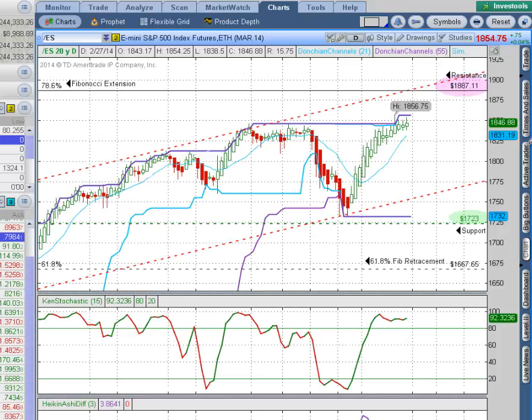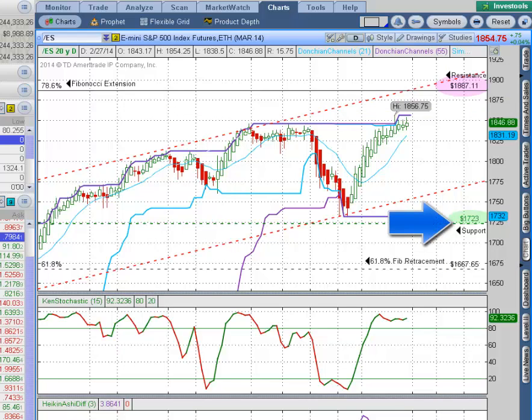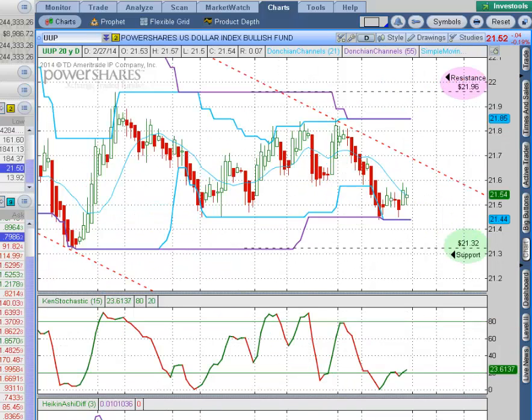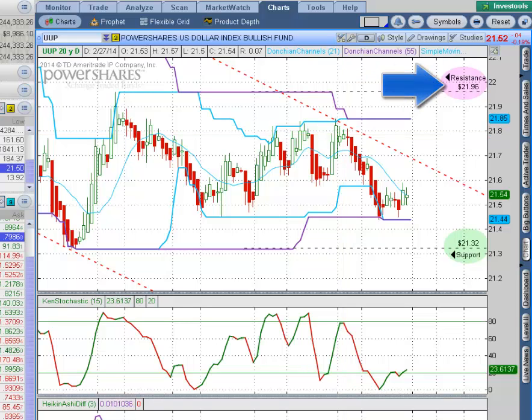The S&P was up. Price closed at a new all-time high, though the recent intraday high of 1856.75 has not yet been broken. Support is at 1723 as seen by the green oval, and resistance is at 1887, which can be seen by the pink oval. The US dollar was down, and it remains in the downtrend channel, highlighted by the red dashed lines. Support is at 21.32 as seen by the green oval, and resistance is at 21.96 as seen by the pink oval.